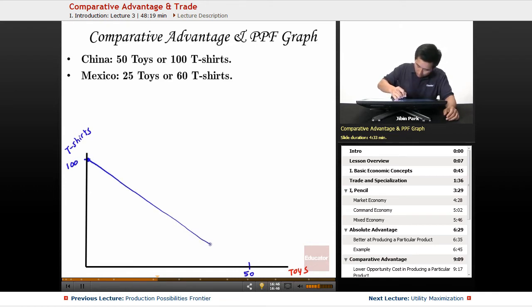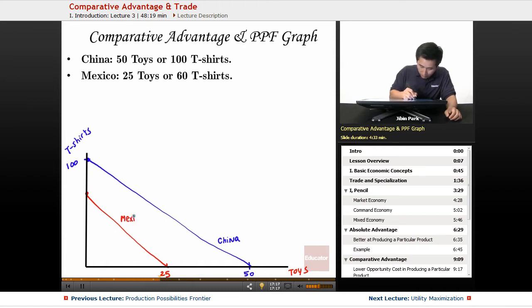So it would be constant opportunity cost right here. This would be China. And then Mexico could make either 25 toys. So let's go ahead and use red for Mexico. So it'd be 25 toys and either 60 t-shirts here. So you can go ahead and do this here.